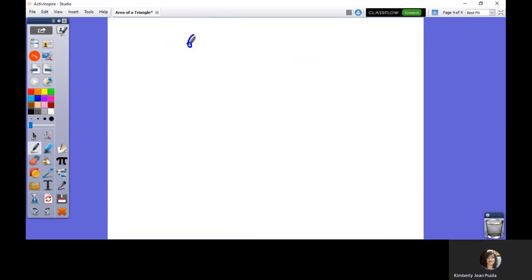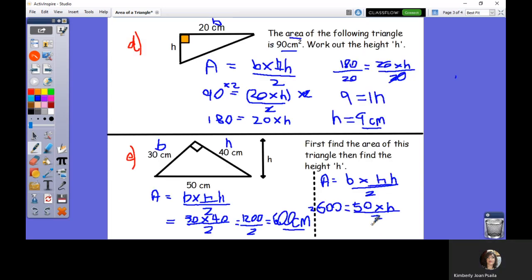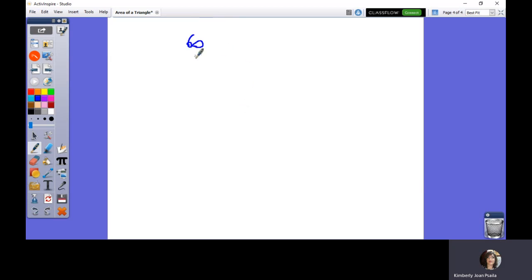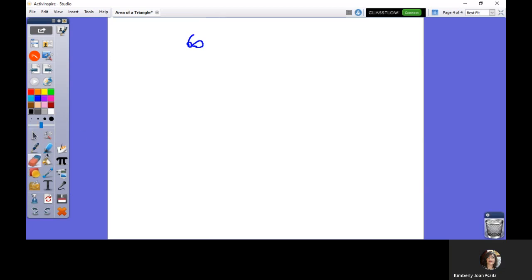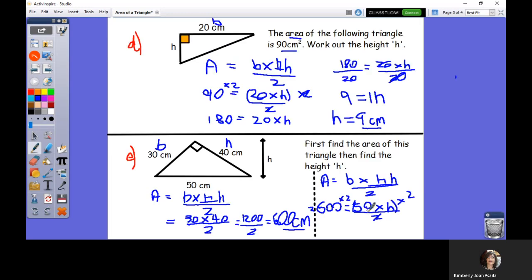So here I can get rid of this 2 by multiplying both sides by 2. 600 times 2, and here 2 can be simplified with 2. So 600 by 2 gives us the value of 1200, and here remaining is 50 times h.